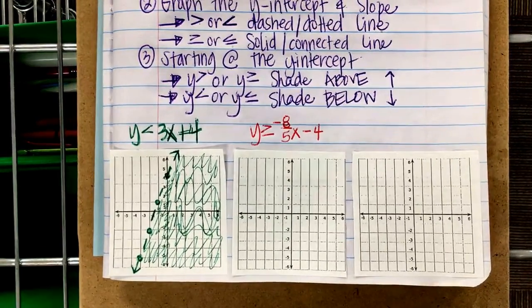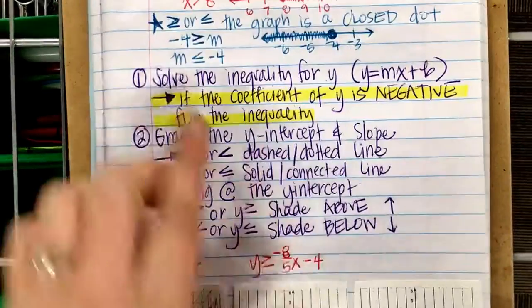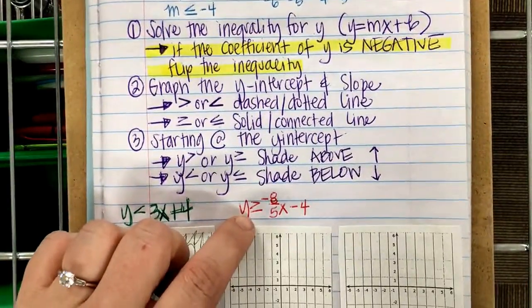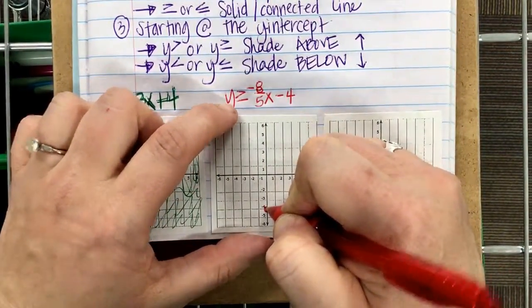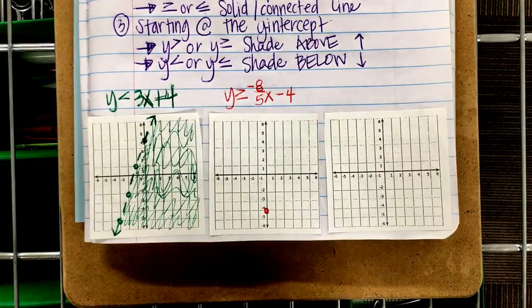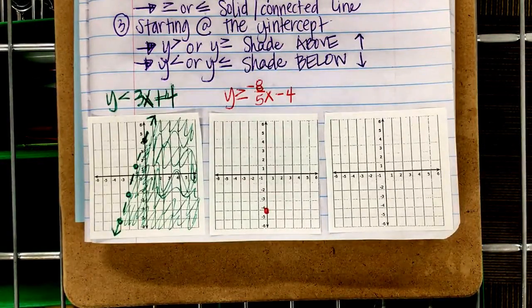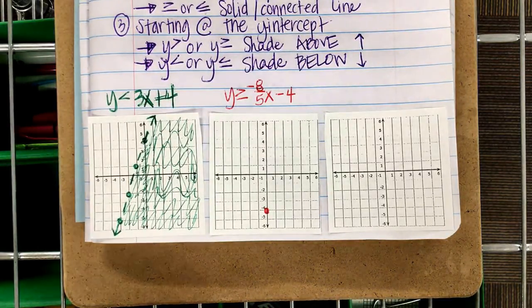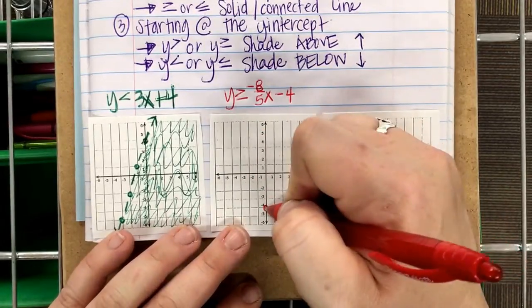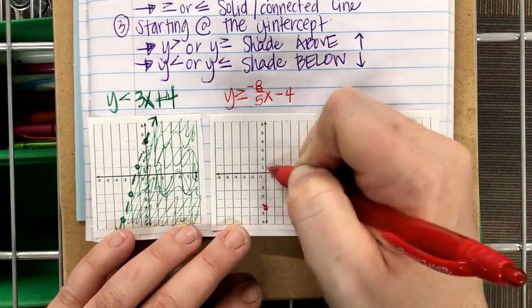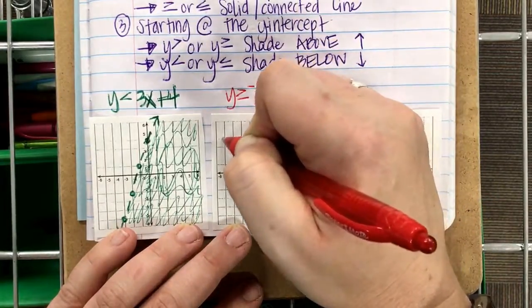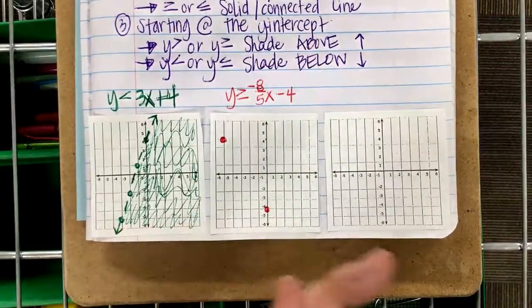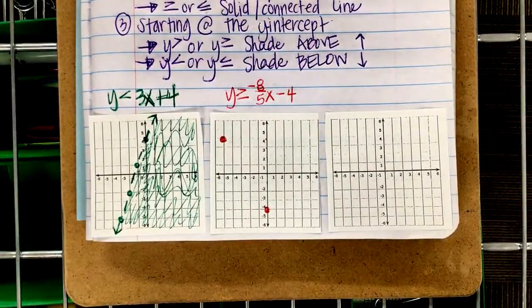All right, so I'm going to graph it because I don't need to do step 1, solve the inequality for y. It's already y is by itself. So I'm just going to graph it, -4, and my slope is -8/5, meaning down 8 to the right 5. But I can't do that, so what do I do instead? Up 8 and to the left 5. 1, 2, 3, 4, 5, 6, 7, 8. 1, 2, 3, 4, 5. I can only fit 2 dots on this graph. Sometimes that happens.